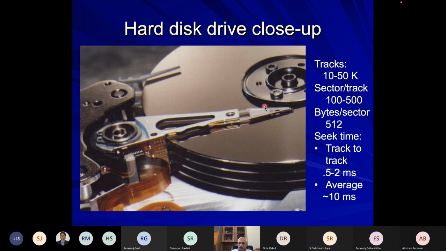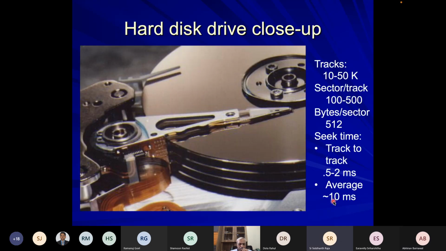So the virtual memory pages also would be related to sector. Each page would typically be an integral multiple of a sector. Here I was talking of track to track movement time, and average is that in one seek you may move several tracks. So this is kind of average.